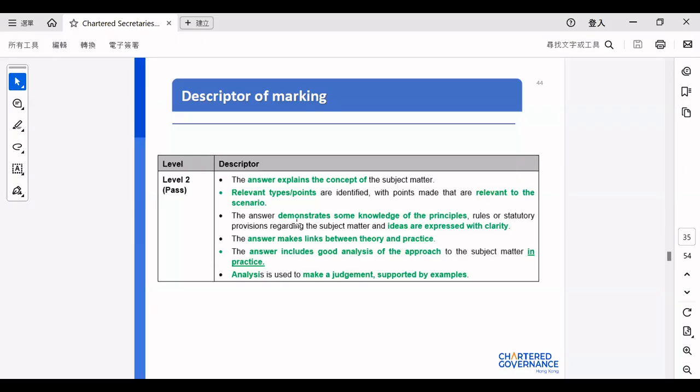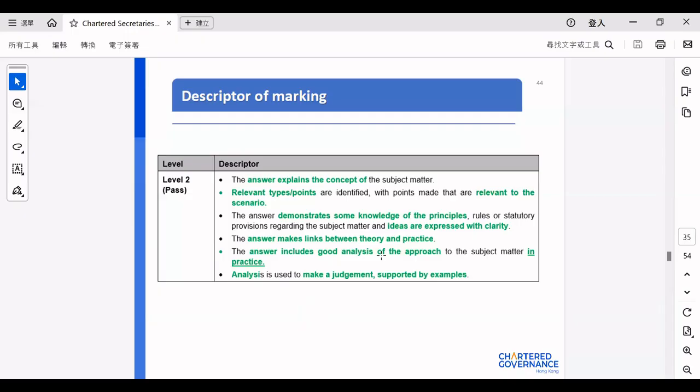Identify various points which are relevant to the scenario. You have to demonstrate your knowledge first. Knowledge first, application second. Right. So you have to understand the knowledge. Make sure that you explain all the answers clearly. Link the theory with the practice. When we say practice, we mean the case. The practice is your role as a company secretary.